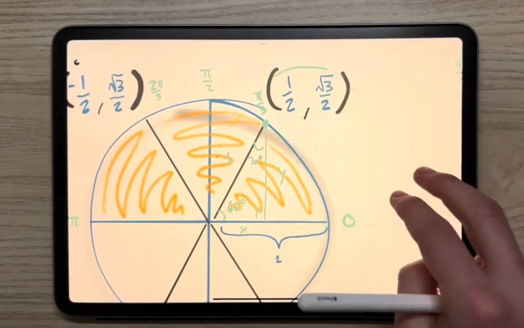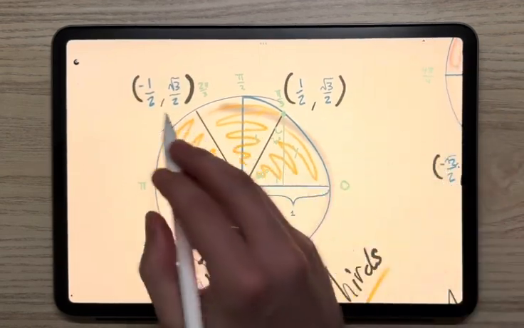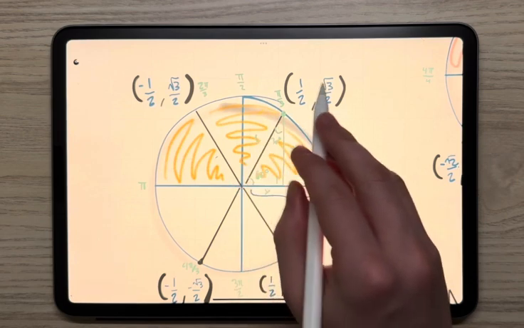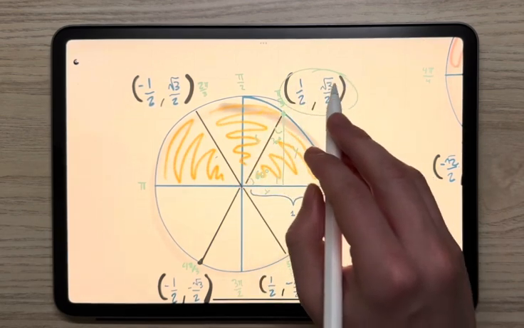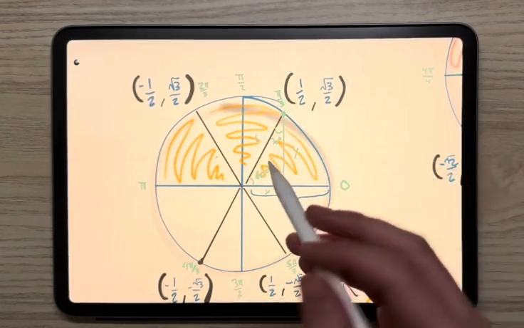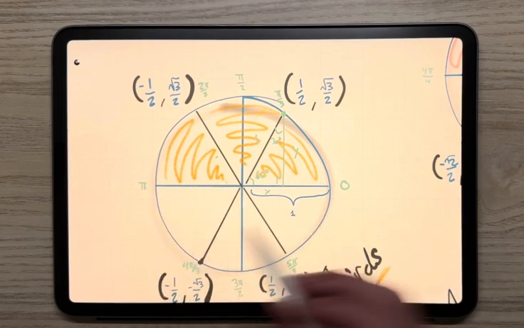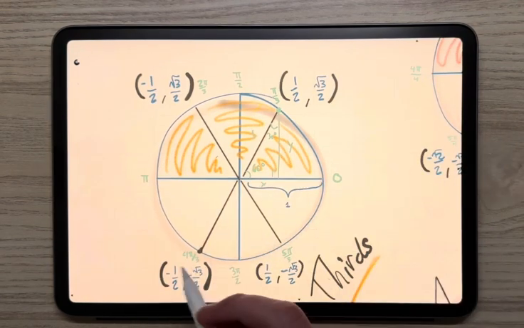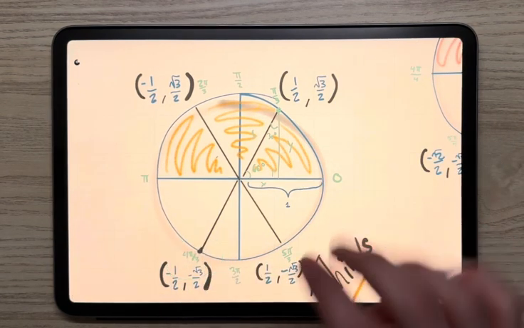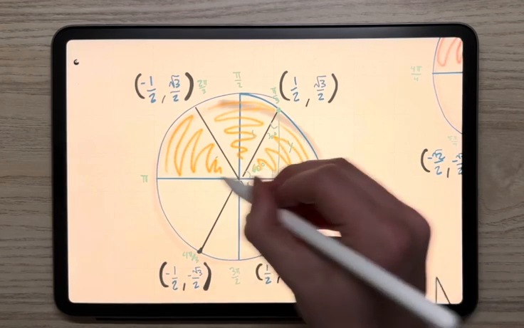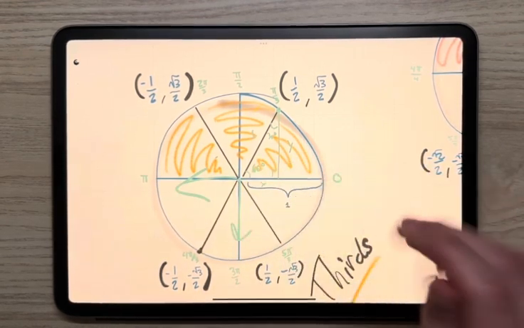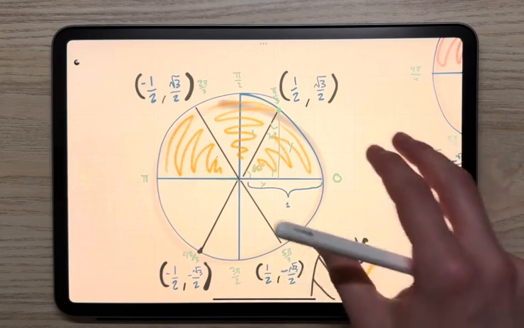Now, you only have to memorize these values here, and then, depending on which direction it's going, make it positive or negative. Like, for example, this one down here, this is negative for both because it's in the negative x direction and the negative y direction, aka left and down.